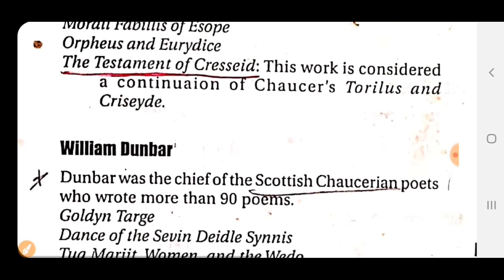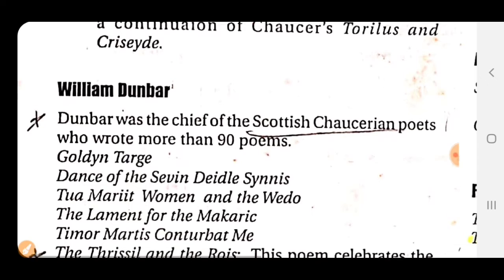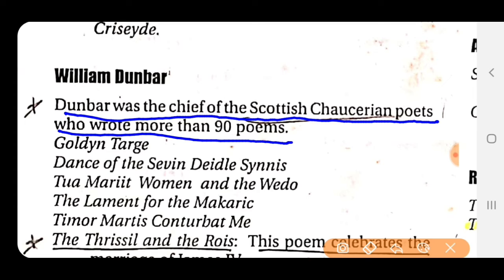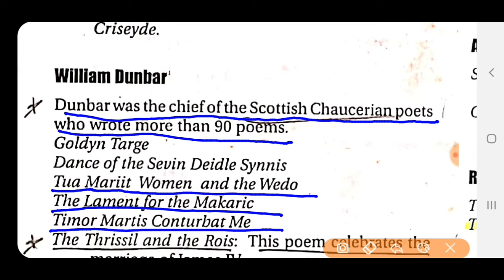The next is William Dunbar. William Dunbar was the chief of the Scottish Chaucerian poets, who wrote more than 90 poems. The Golden Targe. The Dance of the Seven Deadly Sins. The Tua Mariit Wemen and the Wedo. The Lament for the Makaris. Timor Mortis Conturbat Me.